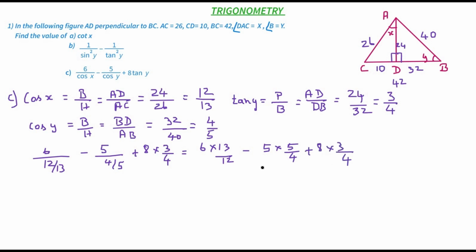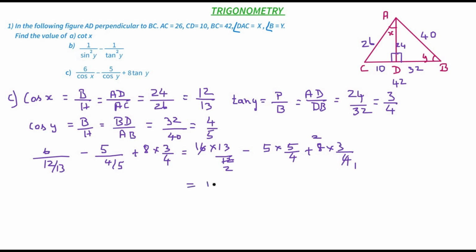Now, let's cross out the same things. So here 6 and 12 would be crossed out. 6 times 1 is 6, 6 times 2 is 12. Here there is nothing to cross out, there are no common factors. And here 4 and 8. 4 times 1 is 4, 4 times 2 is 8. So here all the crossing out is done.